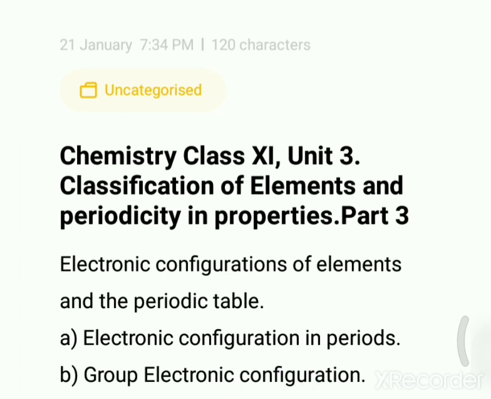Thus it can be seen that the properties of an element have a periodic dependence upon its atomic number, not on relative atomic mass. I hope, students, this part is understood. Thanks for watching the video.